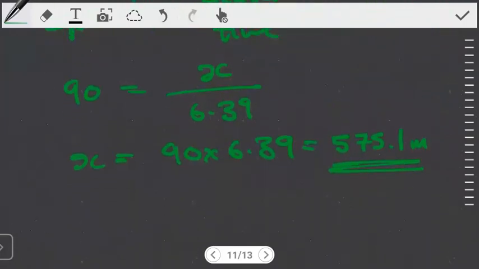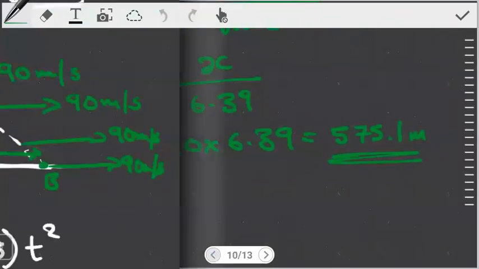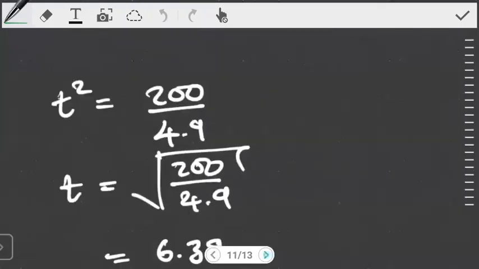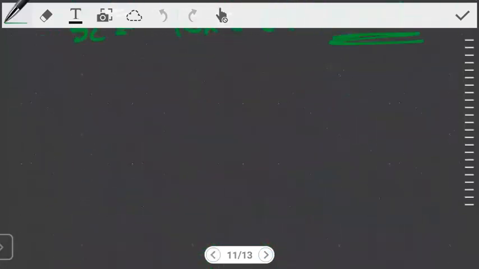Okay, what was the last part saying? Well, for the last part, they're asking us to find the speed at which the parcel strikes the ground. So they want the speed the parcel strikes the ground with. Now let's quickly just understand what that actually means. So let's say this is our parcel. It moves in this direction and then it comes to strike the ground at that particular point.